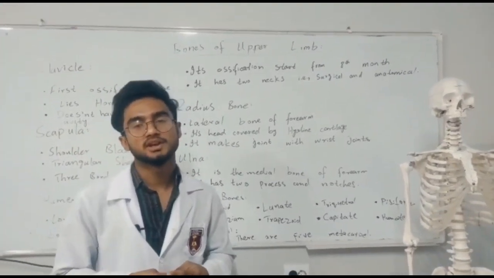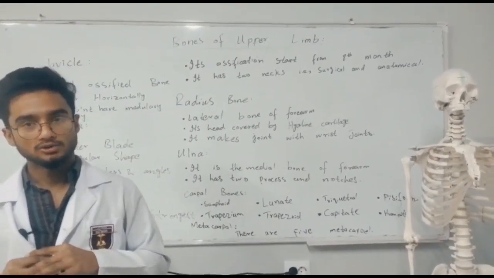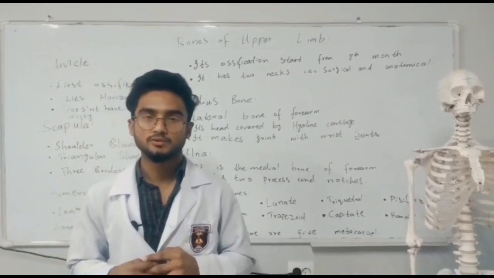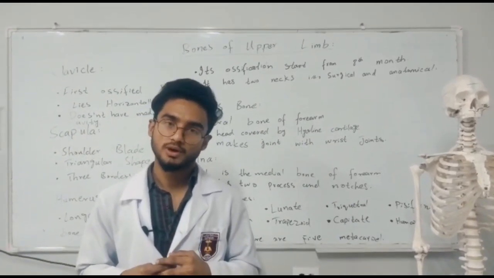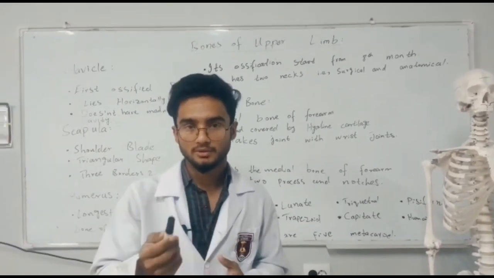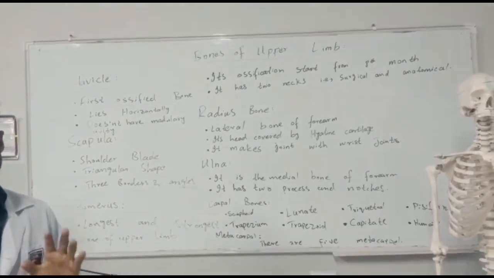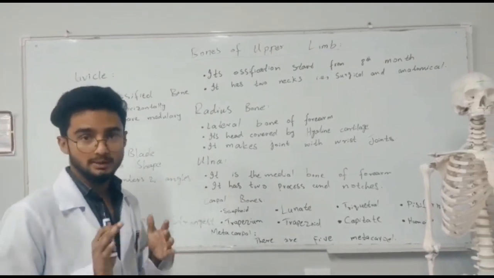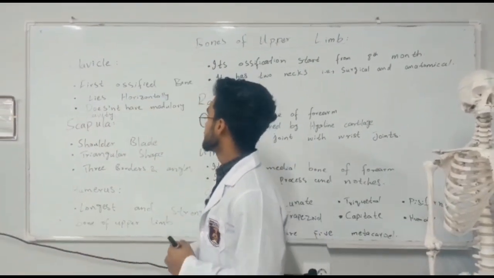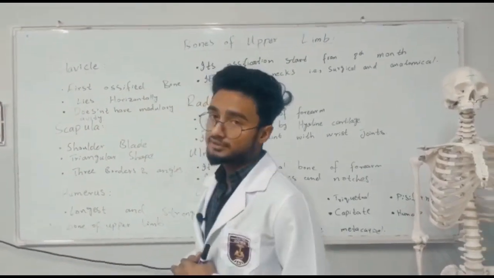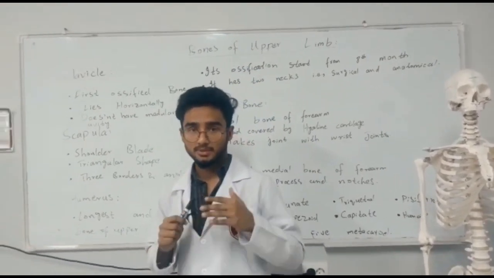Myself Mohammed Zain. I am from first year Osh International Medical University. Today we discuss the bones of the upper limb. Now we can start. The first bone of the upper limb starts from the clavicle. Clavicle is the first bone of the upper limb. You can see the clavicle. Clavicle is the first bone that is ossified intramembranously.